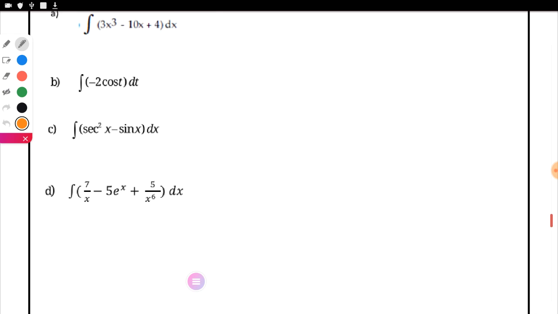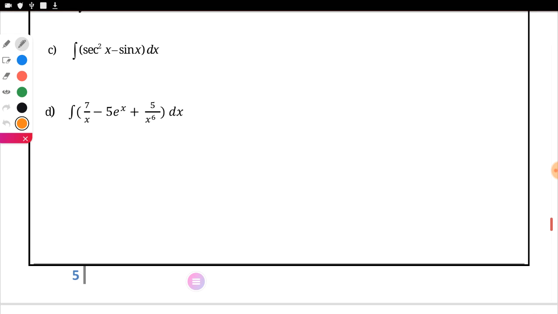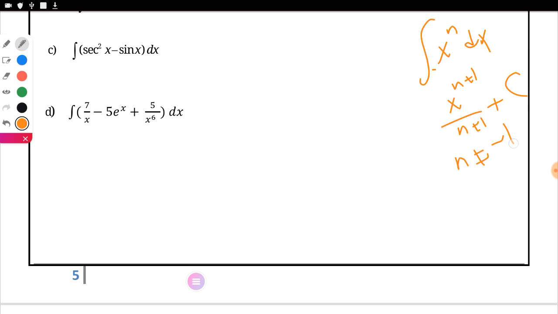Okay? For the last question, please, I'd like to remind you again, the power rule of the integration with respect to x will be x to the power n plus 1 over n plus 1 plus c, n not equal negative 1. But if n equals negative 1, I will apply another rule. It will be ln absolute x plus c. Okay?